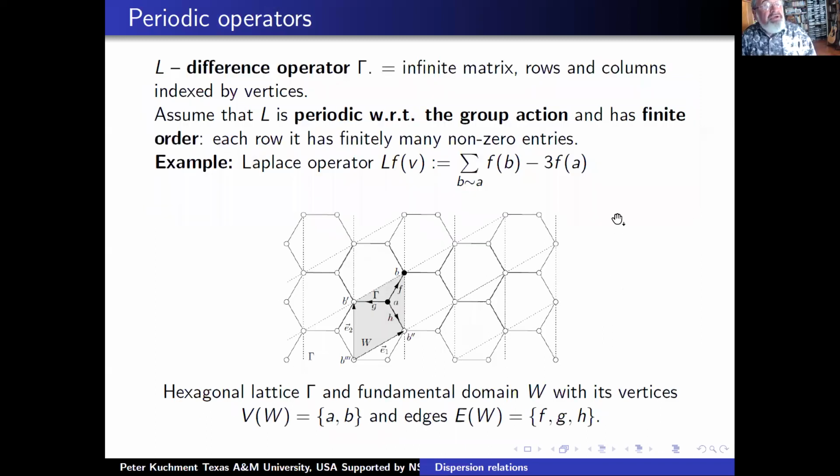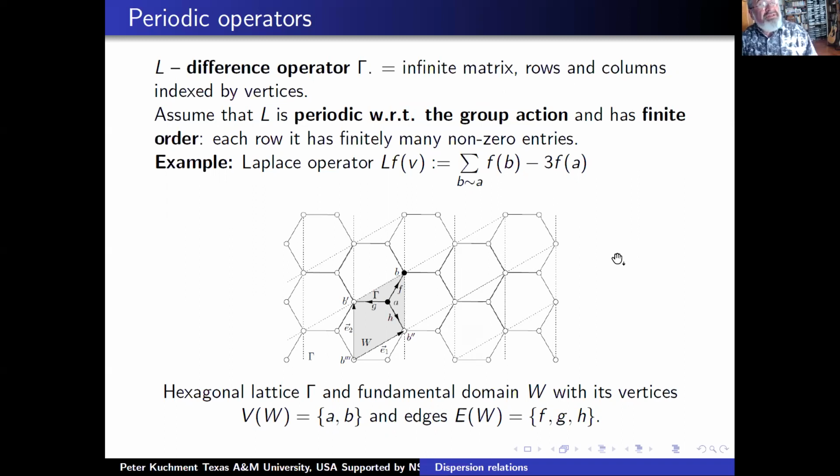Okay, so now let us have an operator, a difference operator on the graph. Let's call it L. What does it mean? It's essentially an infinite matrix whose rows and columns are indexed by vertices. So the functions that I will consider will be taking values at vertices, not along the edges, but at vertices. And a difference operator is just a matrix acting on those.